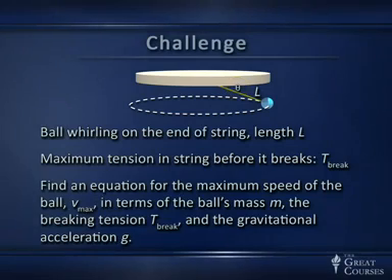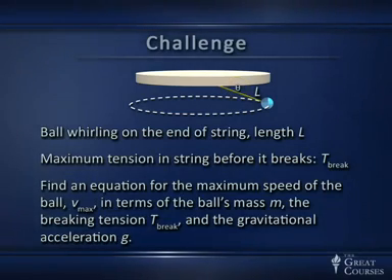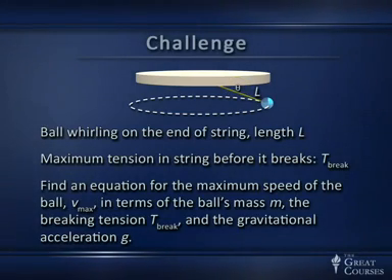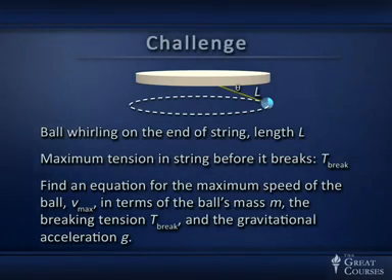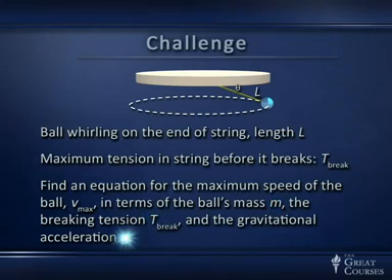Now, if you look in my diagram, I've indicated the angle theta here also. And that's an important parameter in what's going on in this problem. That angle changes with the speed. But I don't want that angle to be in the final answer. I want the final answer just to contain the string length L, the ball's mass M, the breaking tension T break, and the gravitational acceleration g.